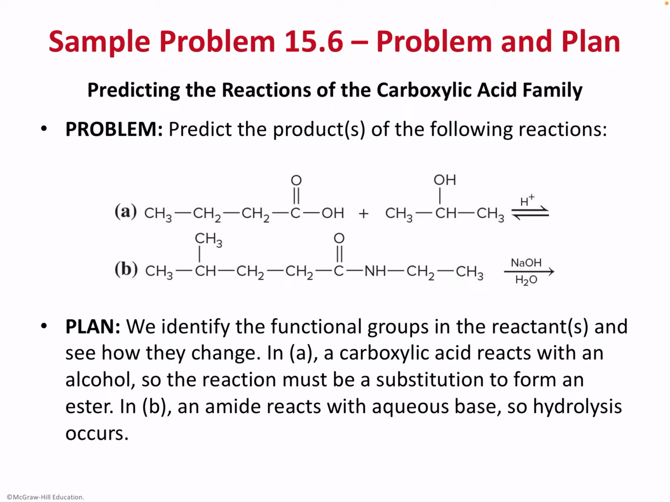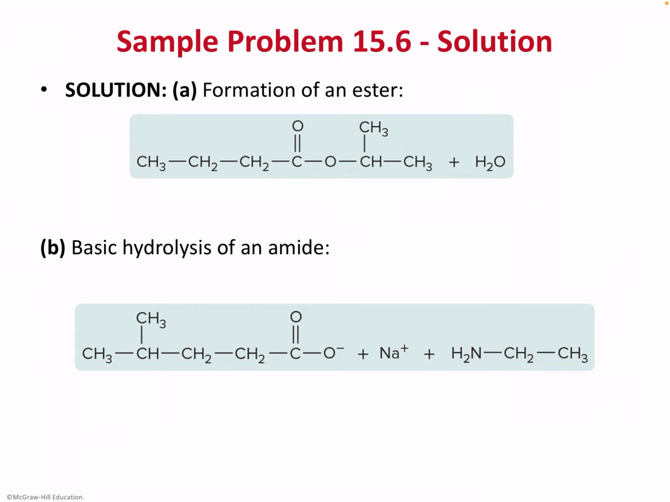Predict the reactions of the carboxylic acid family. Predict the products of the following reactions. So you have a carboxylic acid and you have an alcohol here. What is going to happen when you mix these two together? This OH group attached to this carbon leaves with hydrogen from the alcohol, removing a water molecule, and then forms an ester like this. Carbon forms a bond with oxygen and it forms an ester.